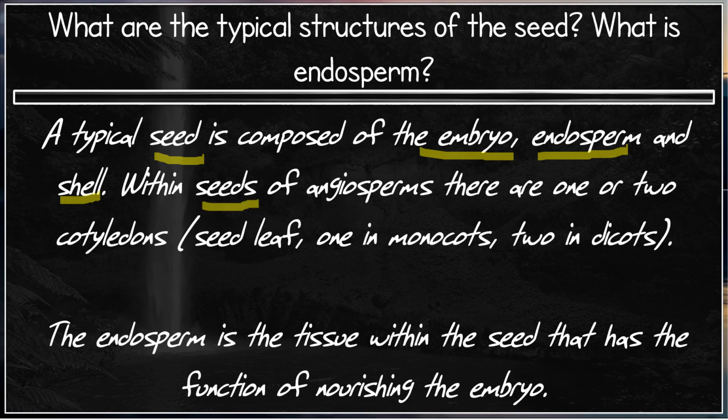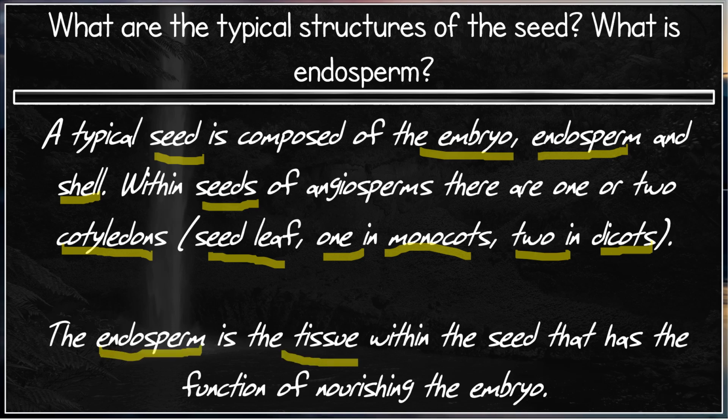Within seeds of angiosperms, there are one or two cotyledons. Those are the seed leaves, one in monocots, two in dicots. The endosperm is the tissue within the seed that has the function of nourishing the embryo.